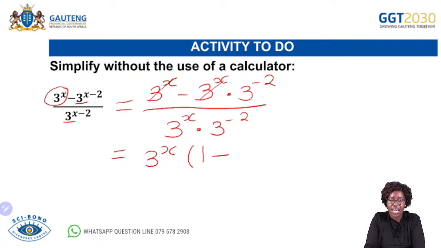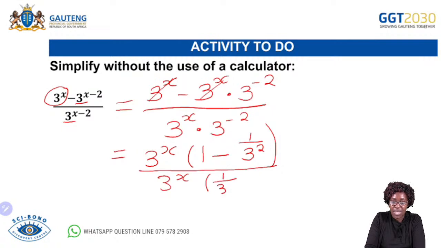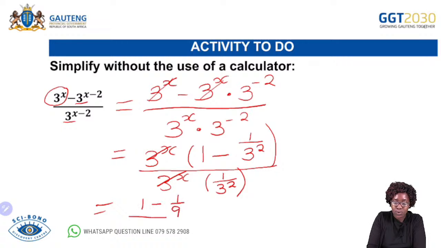But like I said, negative exponents can be changed to positive exponents. So I'm going to quickly write this now with a positive exponent. This is 3 raised to the power of 2. Now, the 3 raised to the negative 2 became 1 divided by 3 raised to the power of 2. And in the denominator, we have 3 raised to the x multiplied by, I change this again to 1 divided by 3 raised to the power of 2. Now, these two are going to divide, and then I have 1 subtract 1 divided by 9. And then I'm going to divide this again by 1 divided by 9.